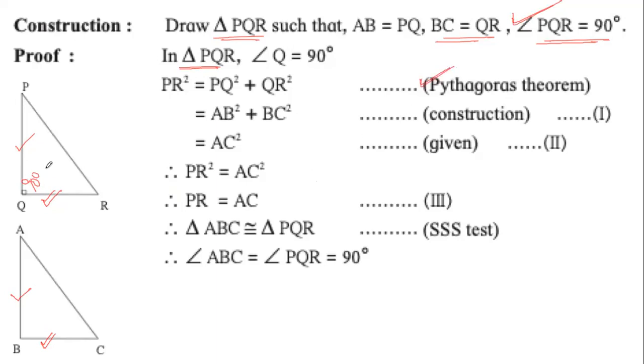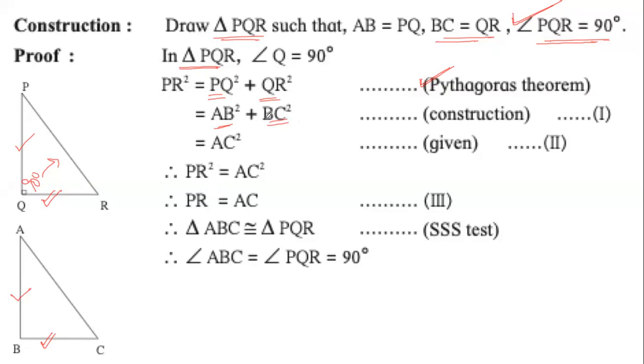Pythagoras theorem says that in a right angle triangle, the square of the hypotenuse, in this case PR, will be equal to the sum of the squares of the other two sides. So PR square equals PQ square plus QR square. But we know, we have constructed it such that AB is equal to PQ and BC equals QR. So if we do that substitution, we get PR square equals AB square plus BC square.